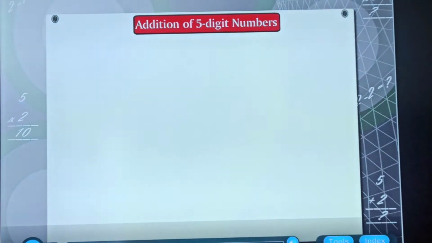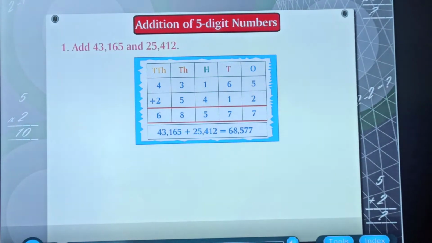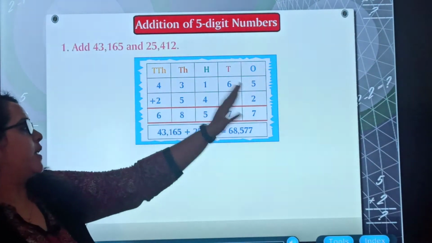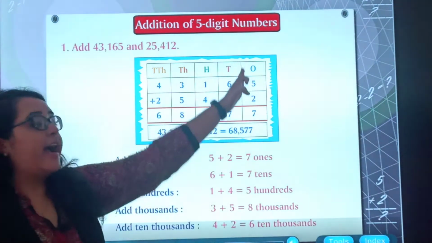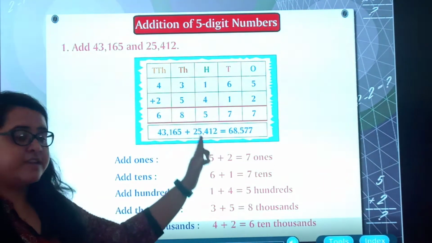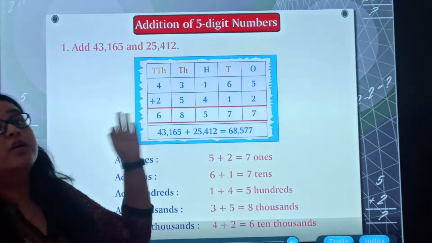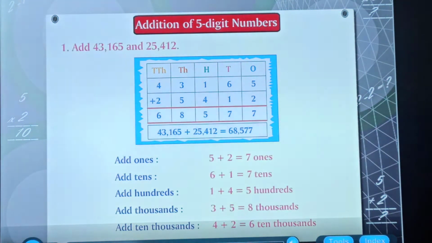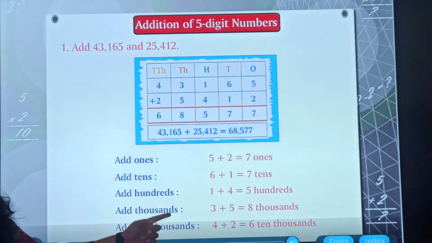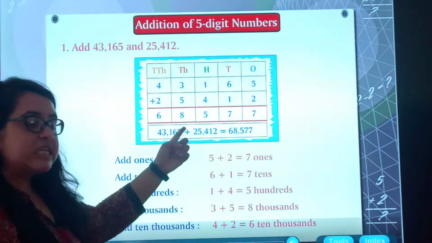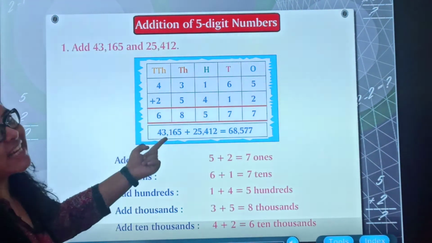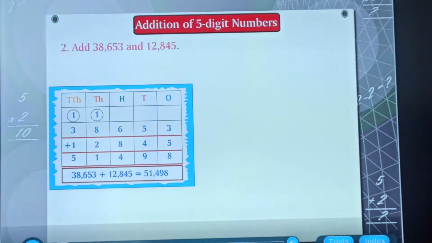Addition of 5-digit numbers. Add 43,165 and 25,412. Add ones. We will add ones, then tens, then hundreds, then thousands, then 10,000s. We will always follow the pattern from the back side. Okay? Add thousands. 3 plus 5 is equal to 8,000. Now we will add 10,000s. 4 plus 2 equals 6. 6 10,000s.